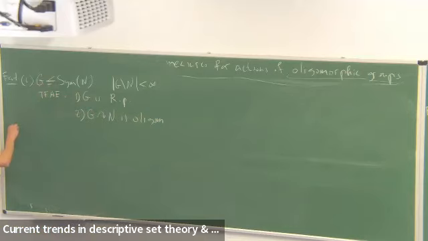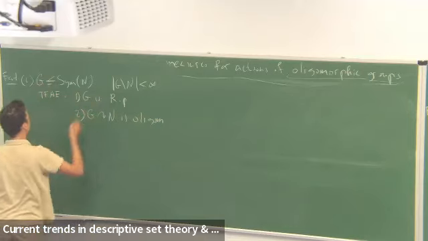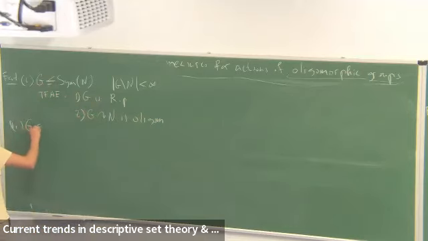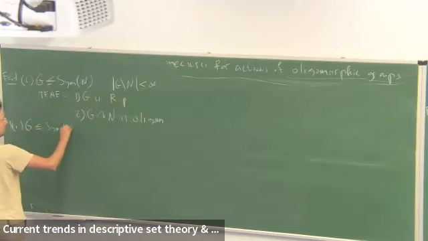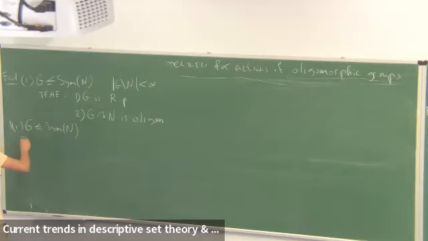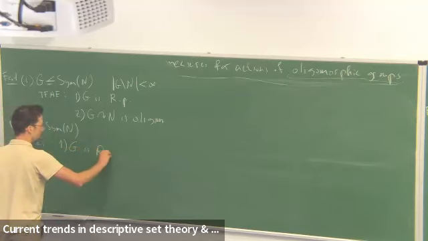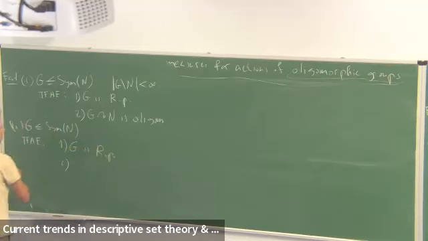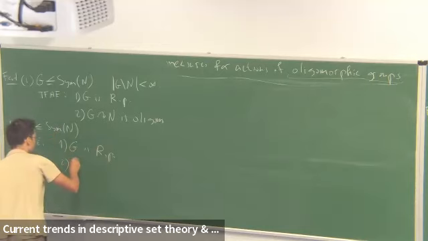And two is without this assumption. We just have this. And then what is equivalent is the same, but you have to replace one. So again, G is locally compact. Two is that the action is locally oligomorphic.